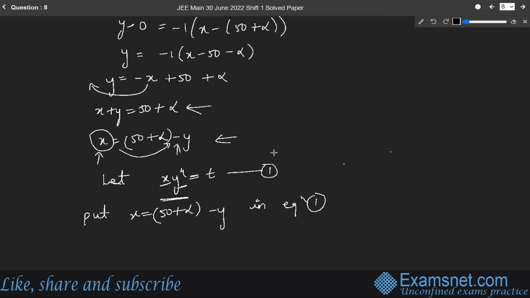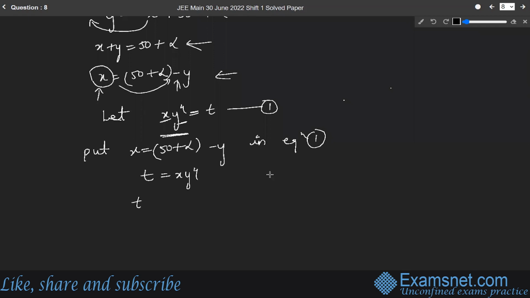Right? What is equation number 1? t is equal to x into y power 4. So let us put the value of x here. So t will be equal to 50 plus alpha minus y, into y power 4. Right? So t will be equal to 50 plus alpha into y power 4, minus y into y power 4, which is y power 5. Now what we have to do is simply differentiate both the sides.